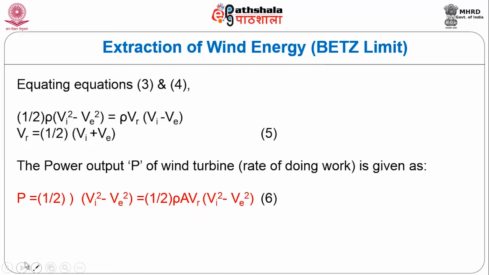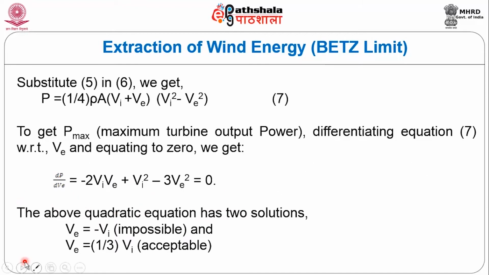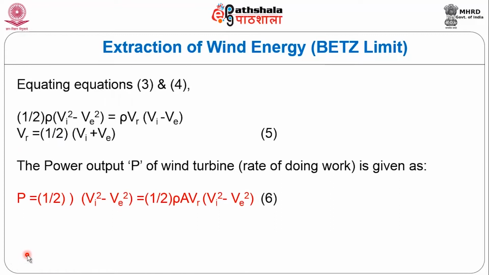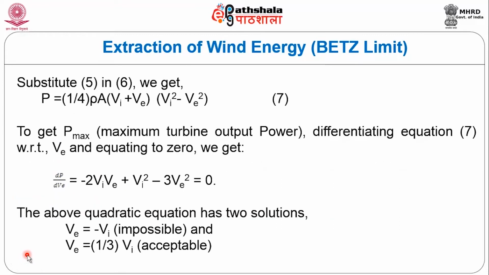From this, we substitute equation 5 into equation number 6 and rearrange it again, getting P equal to one quarter of rho A into V I plus V E into V I squared minus V E squared, which becomes equation number 7 after substitution.